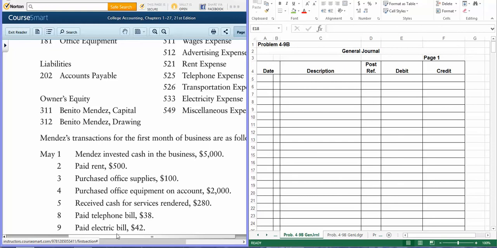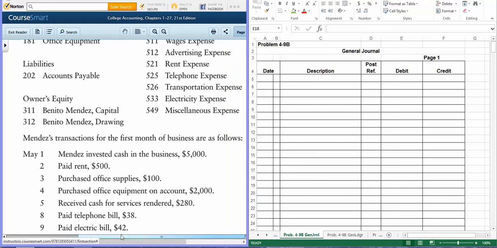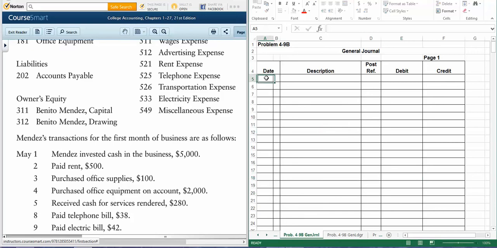So it's very similar to what we've been doing in the past. So we're going to put the month and the date. And now here is what we did something similar in 4.2. We're given the transaction. He invested cash in the business of $5,000.